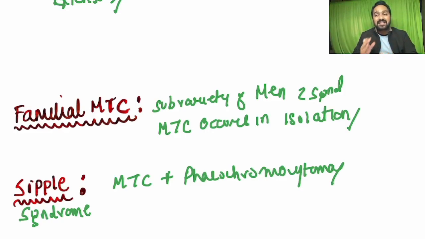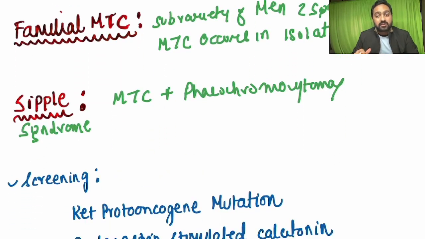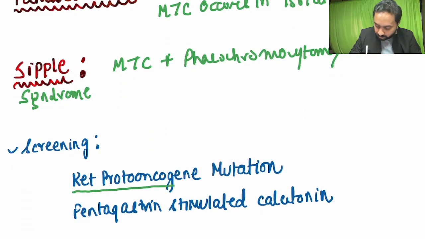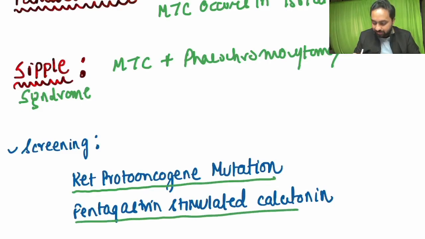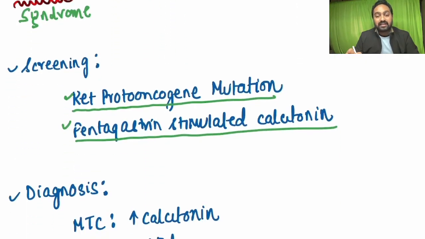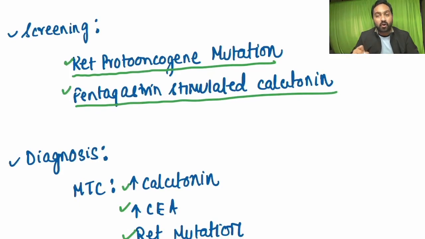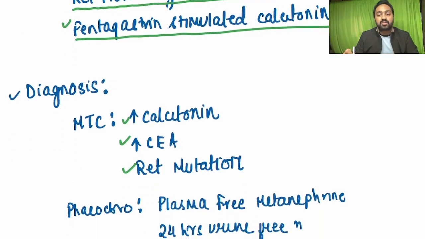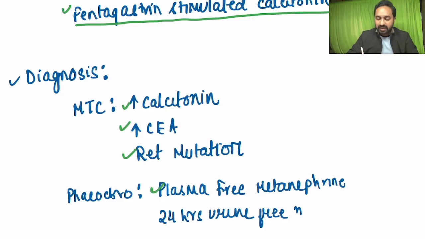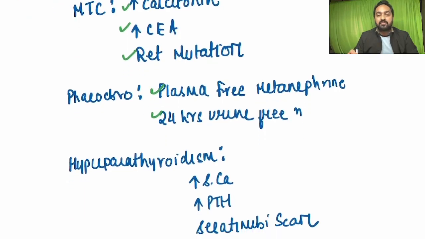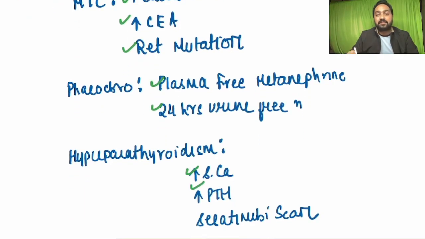Now coming down to the screening part of the MEN2 syndrome. Right, the screening would include the RET proto-oncogene mutation and pentagastrin-stimulated calcitonin. The diagnosis in MTC would include increased calcitonin, increased CEA, and RET proto-oncogene mutation. Whereas in a pheochromocytoma, you would include plasma-free metanephrines and 24-hour urine-free metanephrines. If there is hyperparathyroidism, there would be an increase in serum calcium, an increase in parathyroid hormone levels, and a sestamibi scan could be done to localize the parathyroid lesions.